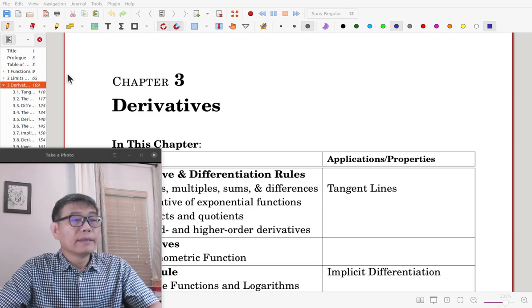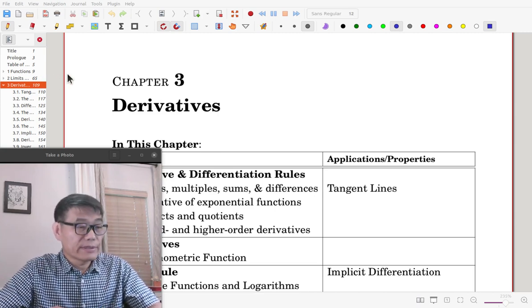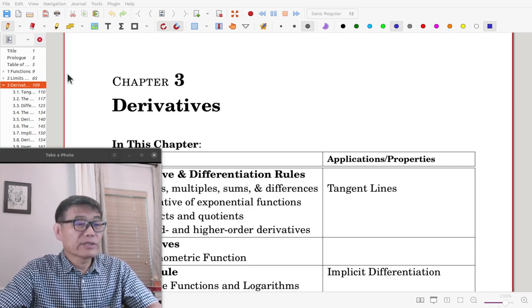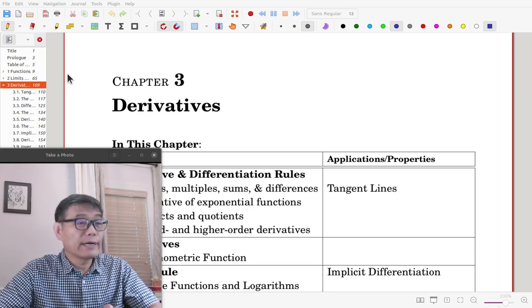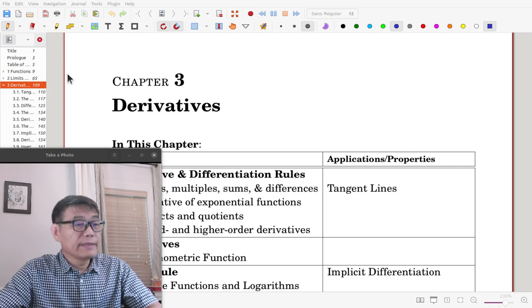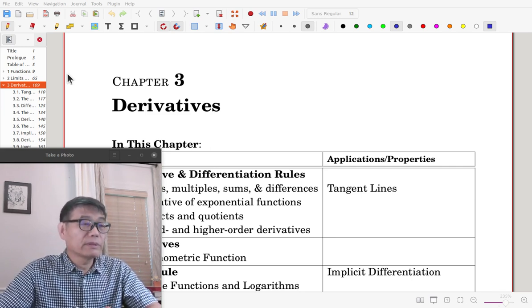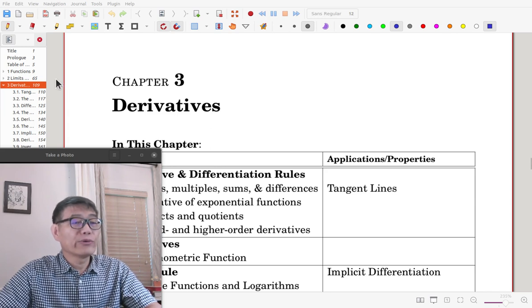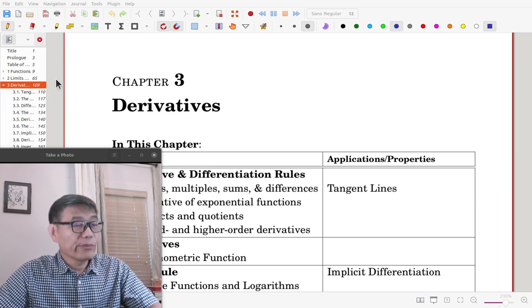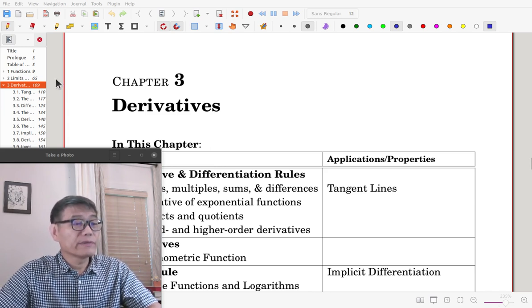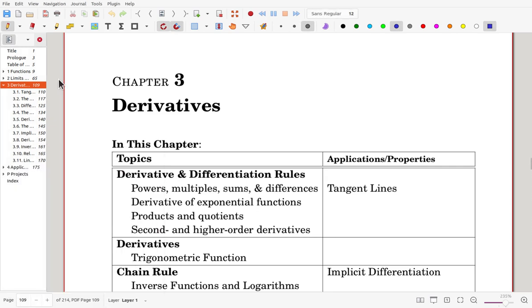Hi. Now, Chapter 3, Derivatives, which is the major subject of Calculus 1. In this chapter, we'll study derivatives for various functions, including trigonometric functions, exponential functions, inverse functions, and logarithms. And then in Chapter 4, we'll consider applications of derivatives.